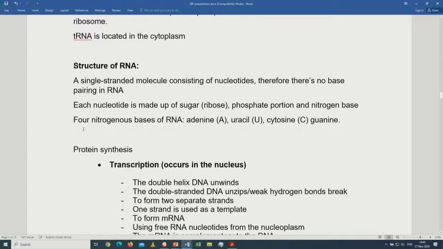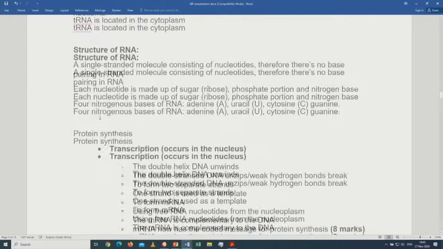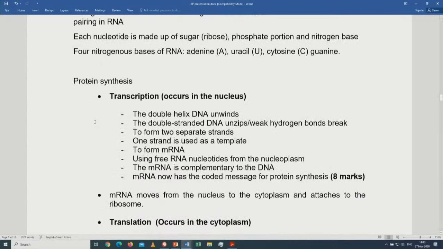RNA also has 4 nitrogenous bases, which are adenine, and instead of thymine as in DNA, in RNA we have uracil, no thymine, cytosine, and guanine. And we have already indicated that there is no base pairing in RNA since it is a single-stranded molecule. Now, in protein synthesis, we look at transcription, which occurs in the nucleus of the cell.